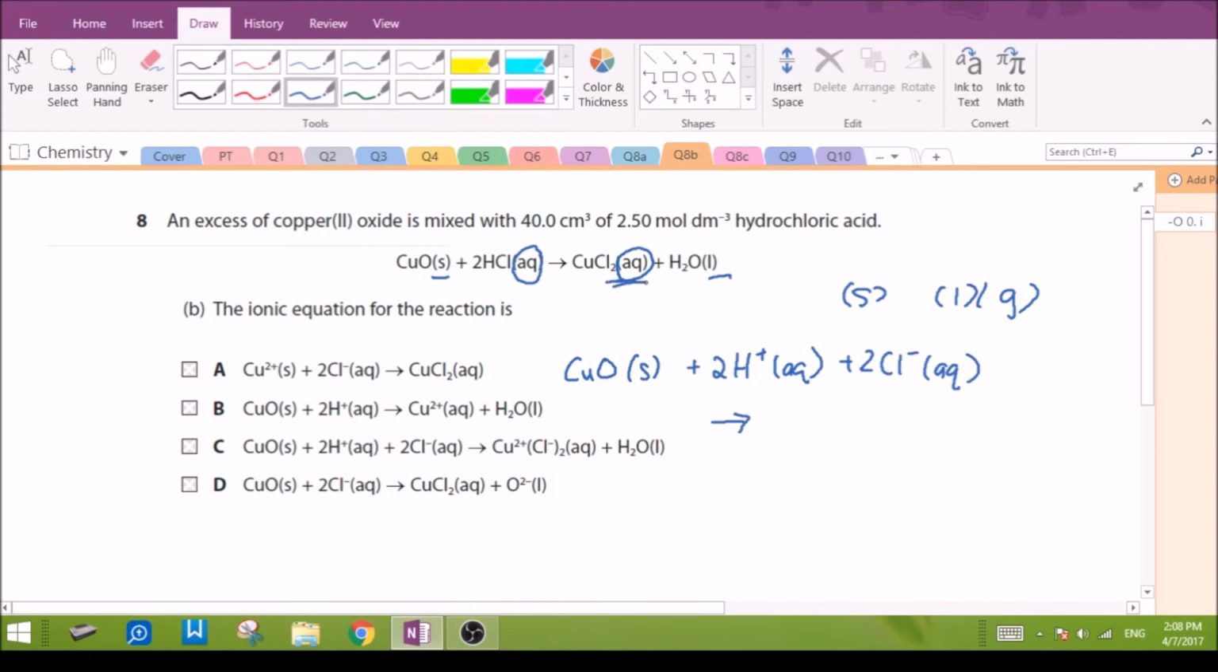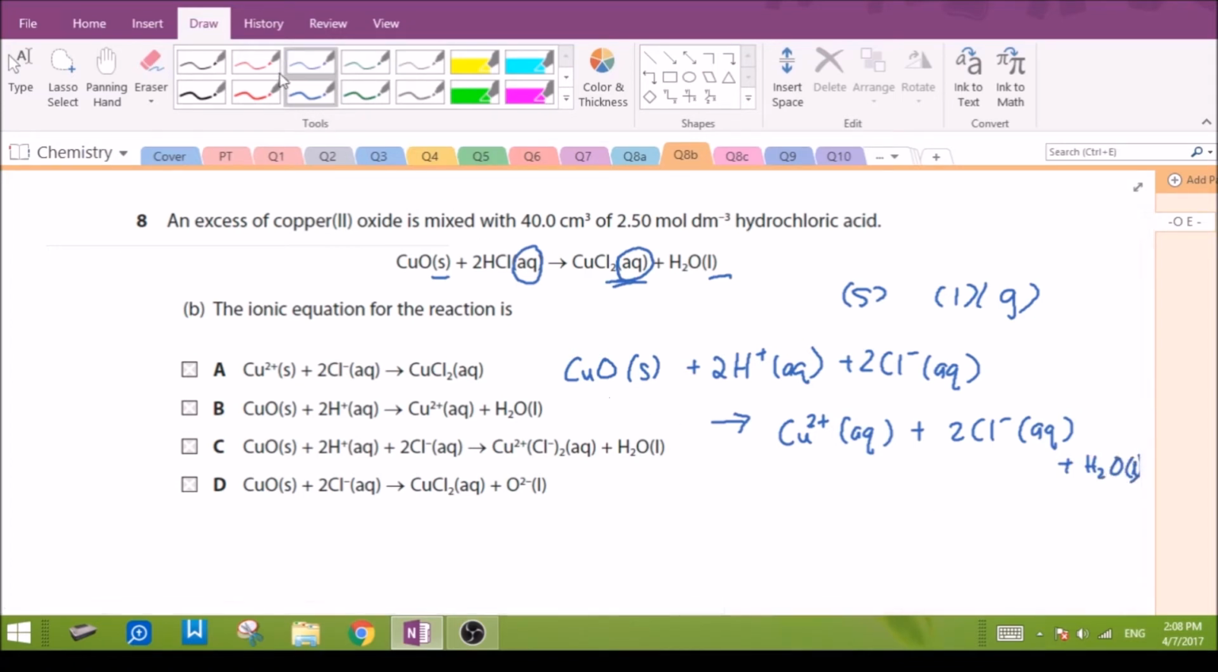CuCl2 is in aqueous form, so we need to split it up into its ions. Copper ions, the charge is 2+, AQ, and there are 2 chloride ions, AQ. And finally, we reach water. Water is in liquid form, H2O. So we will not do any changes to it. We'll just write it out as it is.